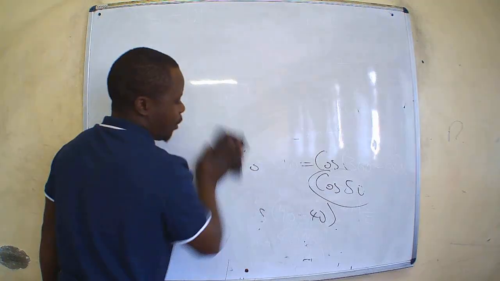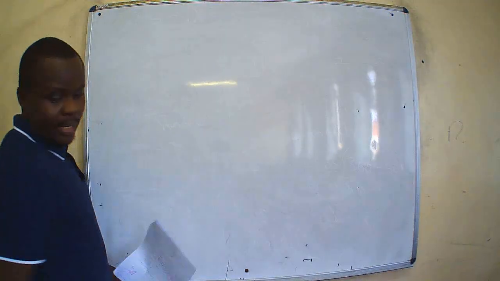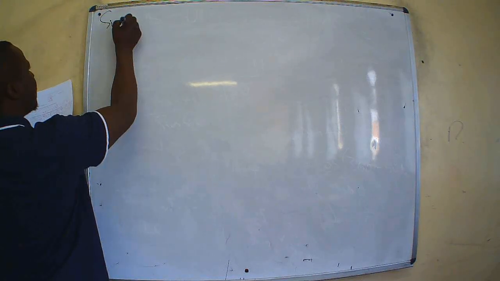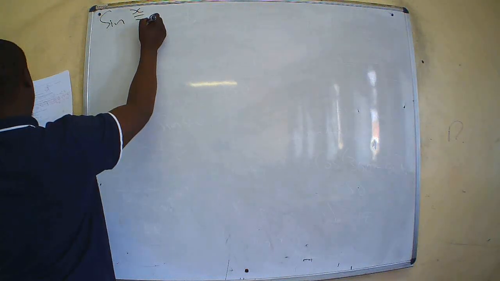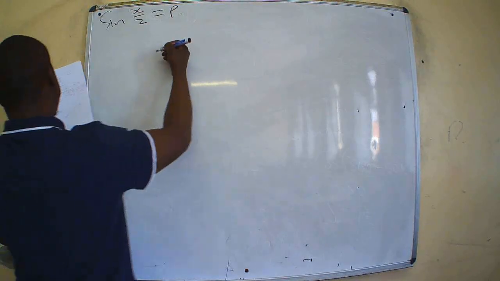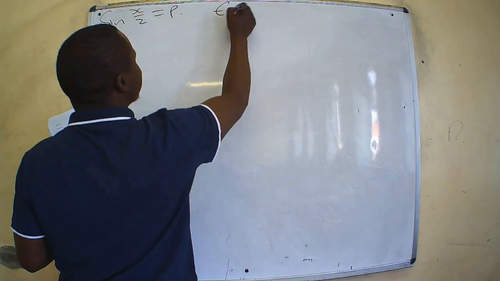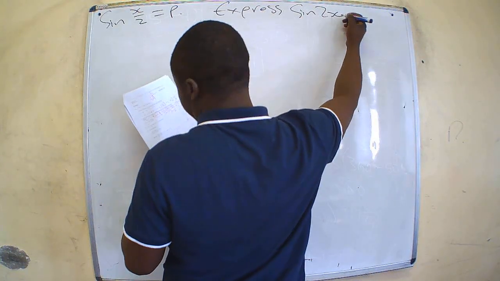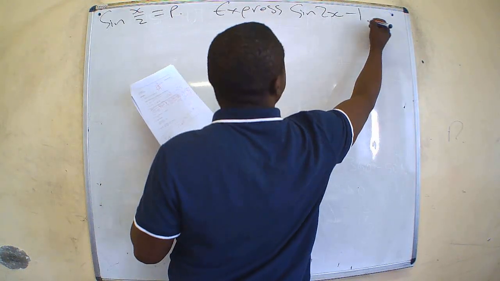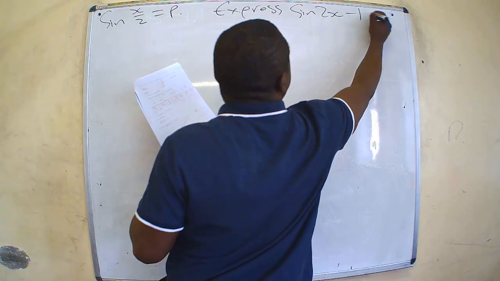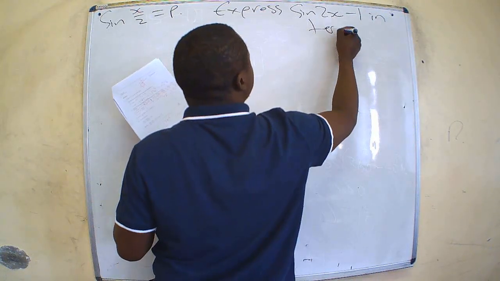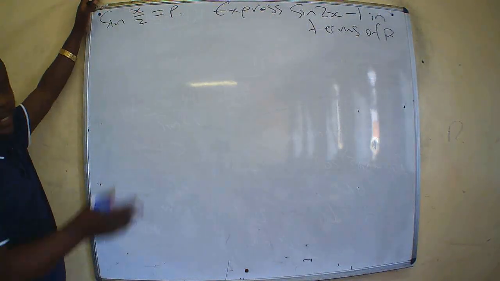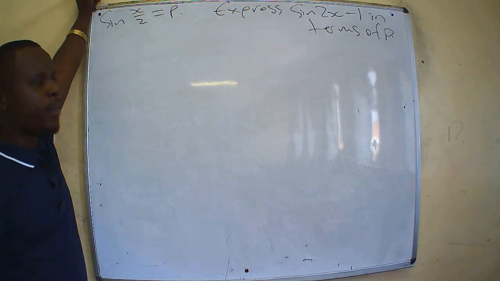The next question here is one where we are given sine of x over 2 is equal to p. But the question is that you need to express sine 2x minus 1 in terms of p. You need to express sine 2x minus 1 in terms of p.